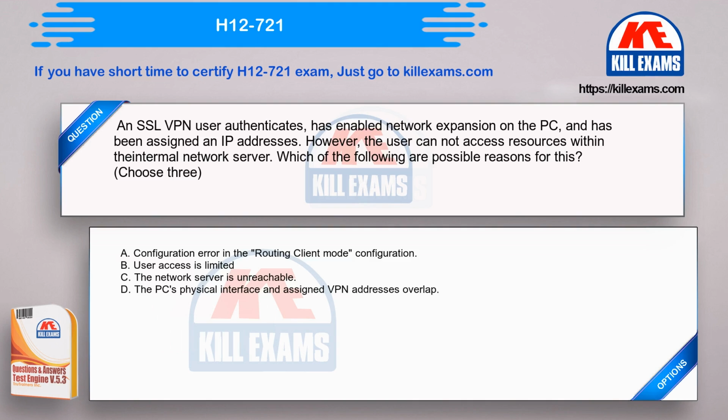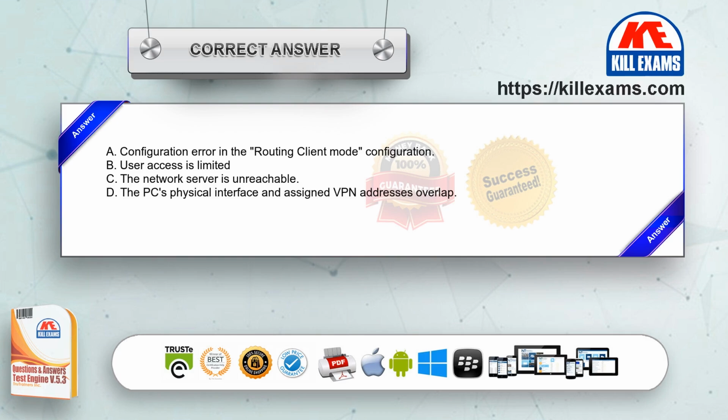Option B. User access is limited. Option C. The network server is unreachable. Option D. The PC's physical interface and assigned VPN addresses overlap. The correct answer is option A, B, C.